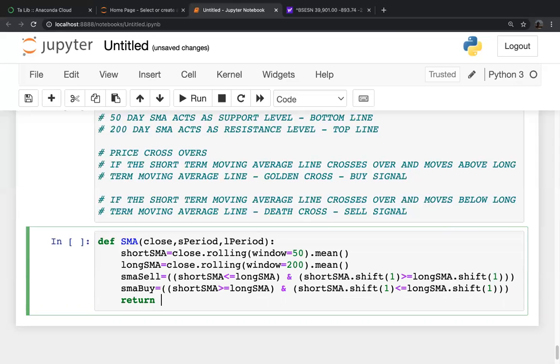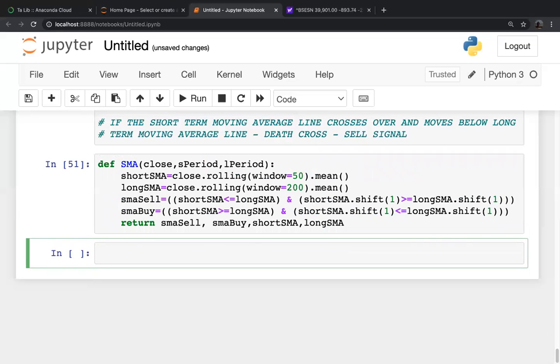Return SMA sell, comma, SMA buy, comma, short SMA, comma, long SMA. Okay, so this is a program which instructs the computer or system to generate when to sell and when to buy.